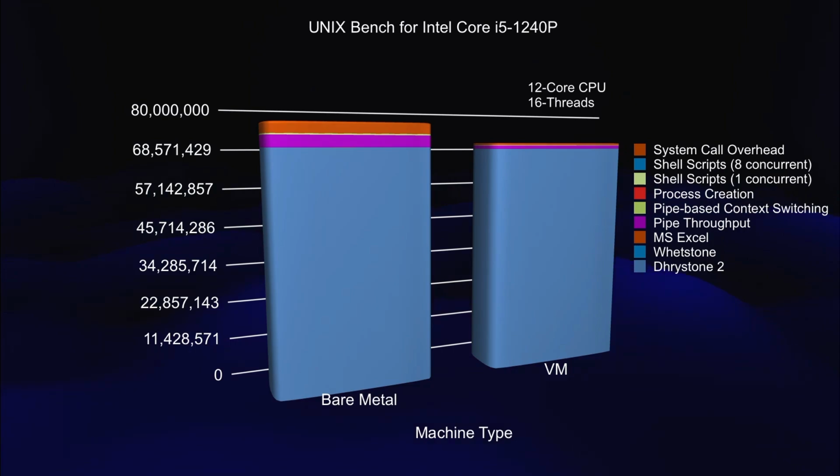However, on the 12th gen, that's no longer true. The bare metal definitely runs faster than the VMs. And it's pretty big. It's pretty big.